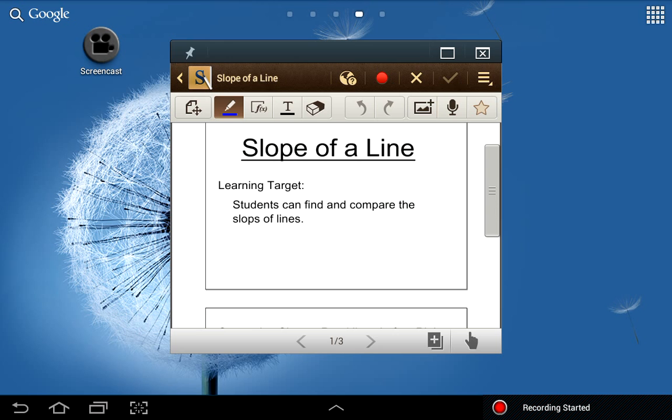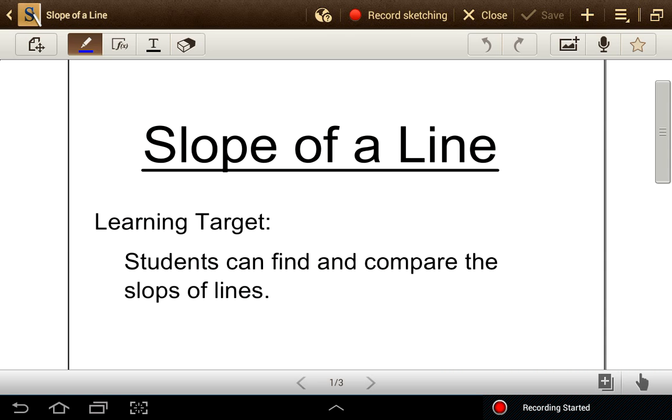Alright, slope of a line today. Our learning target for slope of a line is going to be students can find and compare the slopes of lines. So let's make that slopes. Slopes of lines. Okay, so make sure you write that down. I'm going to move on to the first slide. If you need to pause, go ahead.